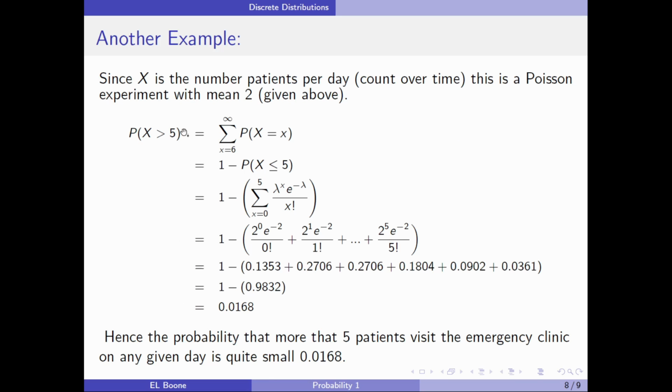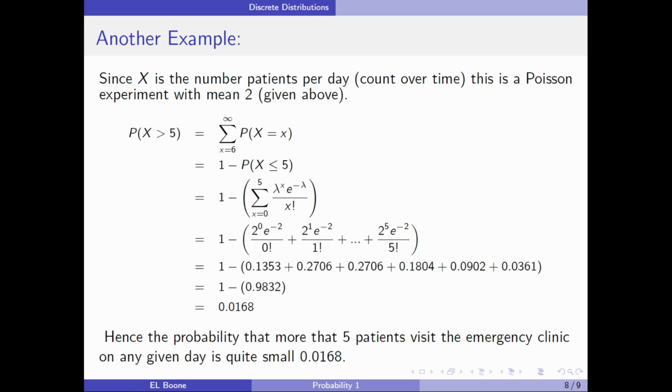But if we look at the complement, like we did last time, we can calculate this. Well, I won't say easily. This is still one of those where you plug things in and you just crank through it. But at the end of it, you'll see the probability is 0.0168. Hence, the probability is pretty small that on any given day you'll see more than 5 patients visit the emergency clinic.